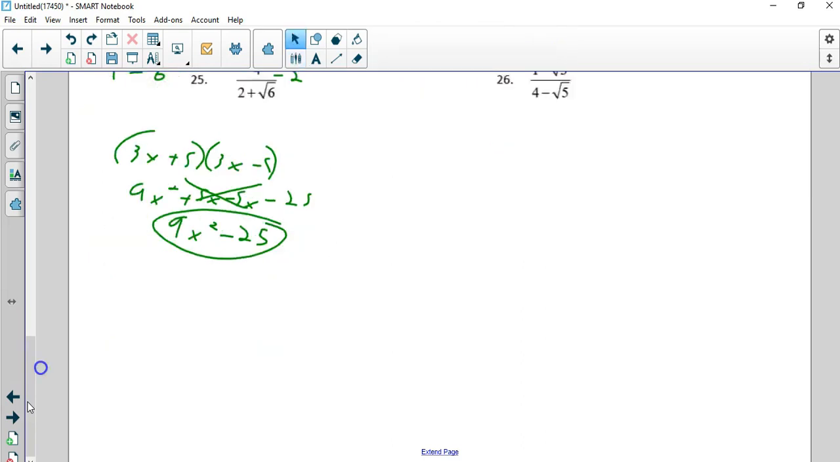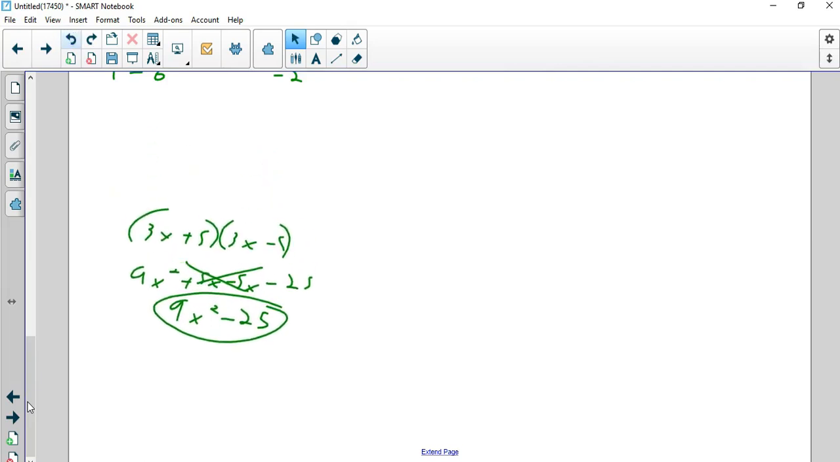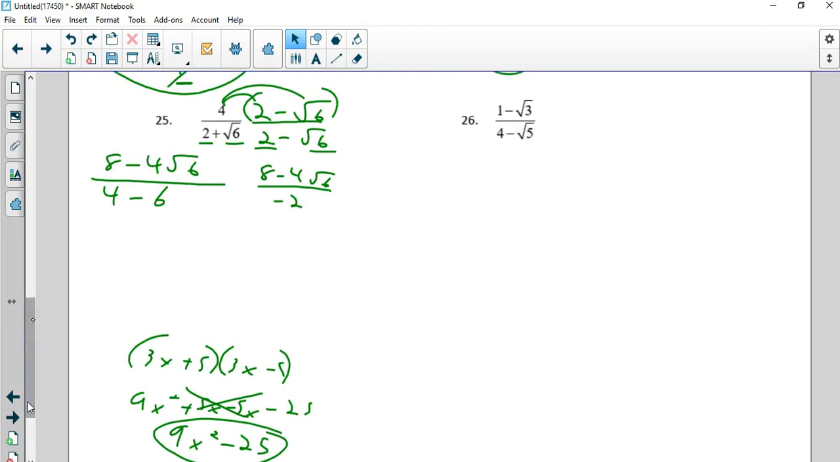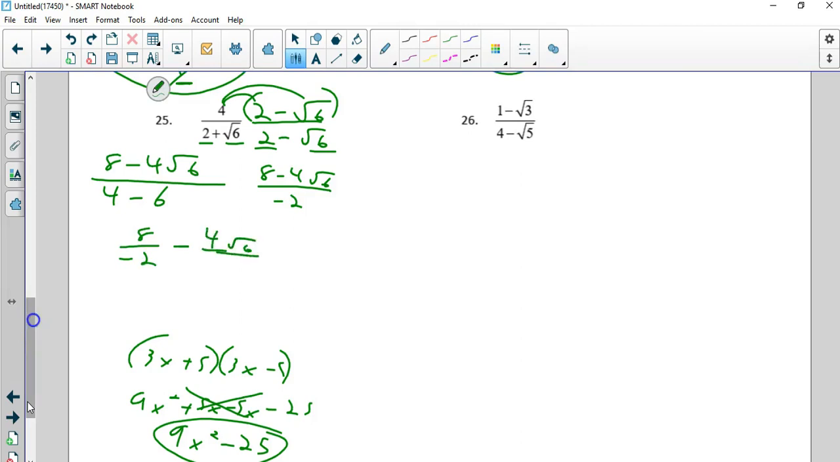Now, what we can do, wow, did not mean for that to happen. We can actually split this up and write it as 8 over negative 2 minus 4 over 4 radical 6 over negative 2. And what we get there is, this cancels and gives us negative 4 minus minus, plus 2 radical 6.